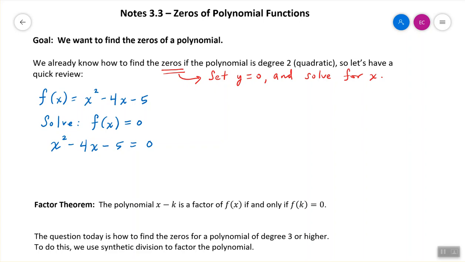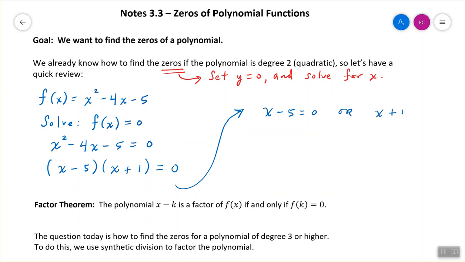And the first thing we want to do to try to solve a quadratic is we just want to factor. So let's see here. x minus 5 times x plus 1 will do it. And remember to set each factor equal to 0 and solve for x. So x equals 5 or x equals negative 1.